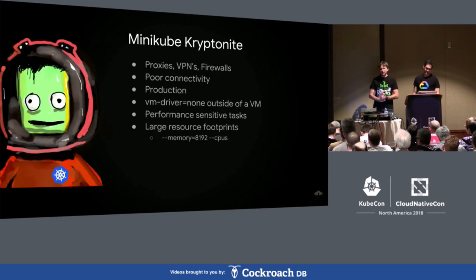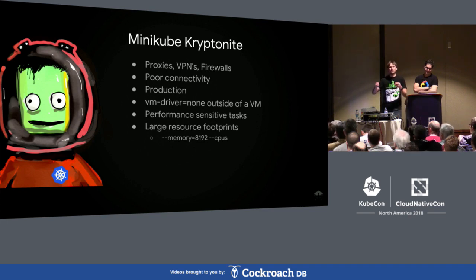So a little bit of the kryptonite. Where does MiniCube fall flat? Proxies, VPNs, and firewalls kind of get in the way. Oftentimes, it gets in the way between the host and the hypervisor. That's a common thing we see. For instance, corporate VPNs or corporate firewalls may, I guess the VPNs will route 10.0.0.0/8, and that's what we use to talk to the VM locally.